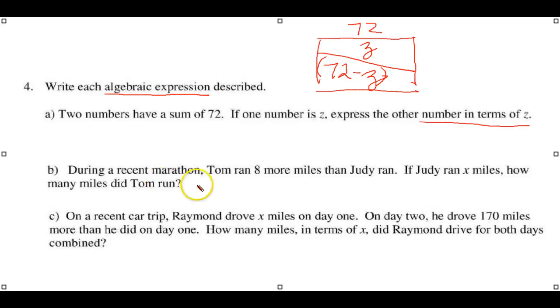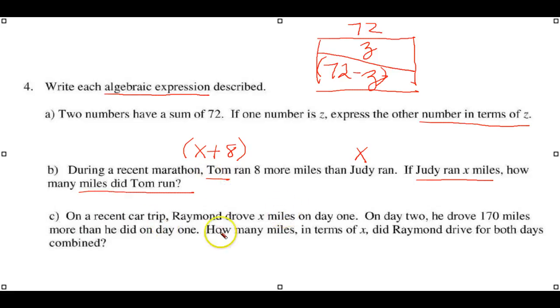Now, during a recent marathon, Tom ran 9 more miles than Judy ran. Now, Judy ran X miles. That's what they're saying. How many miles did Tom run? Well, if Judy ran X and Tom ran 8 more than Judy, Tom would be X, the amount that Judy ran, plus 8. And again, this would be the sum of what Tom ran.